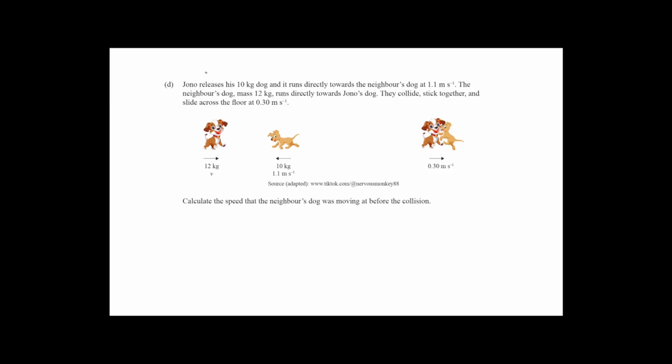So Jono releases his 10 kg dog. Is it his dog? I thought it was the neighbour's. Oh. And it runs directly towards the neighbour's dog at 1.1 meters per second. So it's 10 kg, 1.1 meters per second. The neighbour's dog, mass 12 kg. That's quite big.